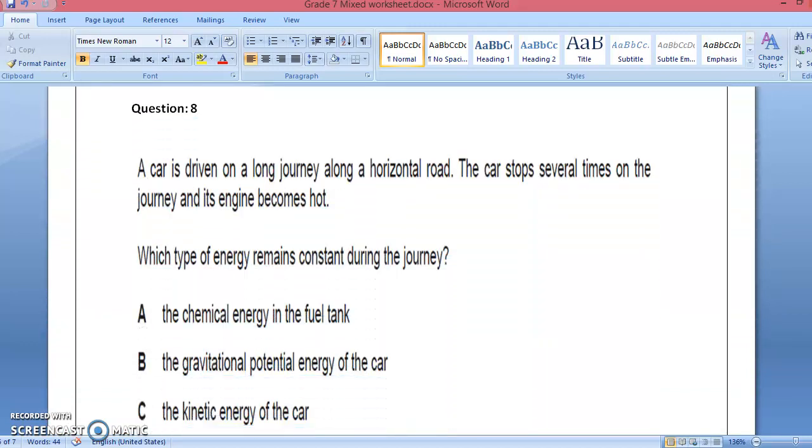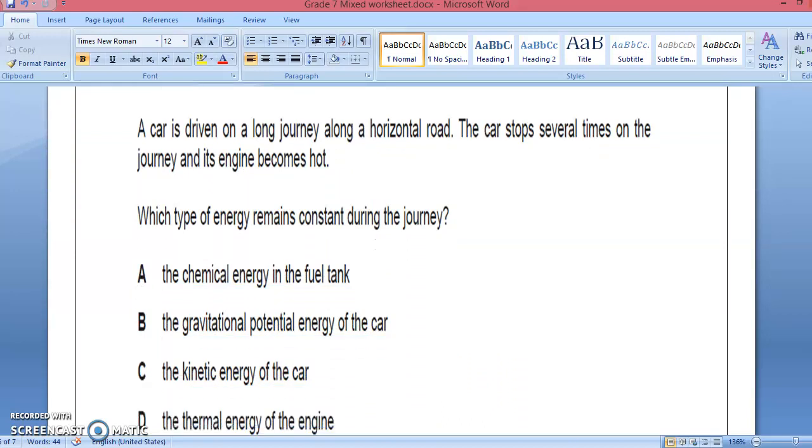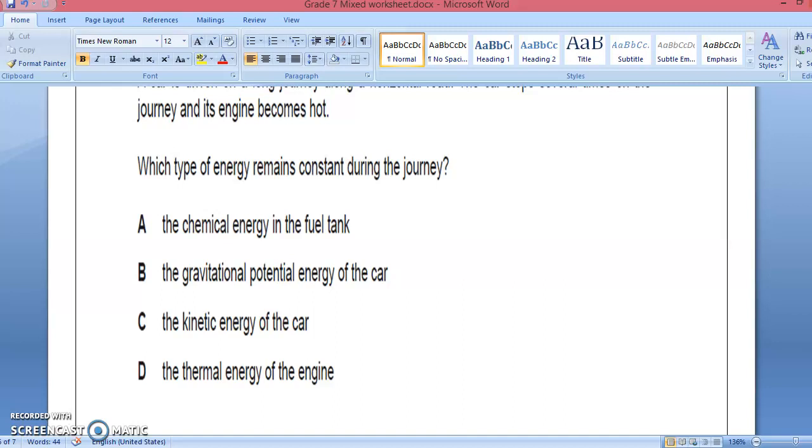Next, question number 8. Now read this question very carefully. A car is driven on a long journey along a horizontal road. Horizontal means a plain road. The car stops several times on the journey and its engine becomes hot. Which type of energy remains constant during the journey? A, the chemical energy in the fuel. Do you think that will remain constant? No, because the fuel is being used. Okay. Second, the gravitational potential energy of the car. Possible, think about it, because the gravitational potential energy is related to the height at which the object is.